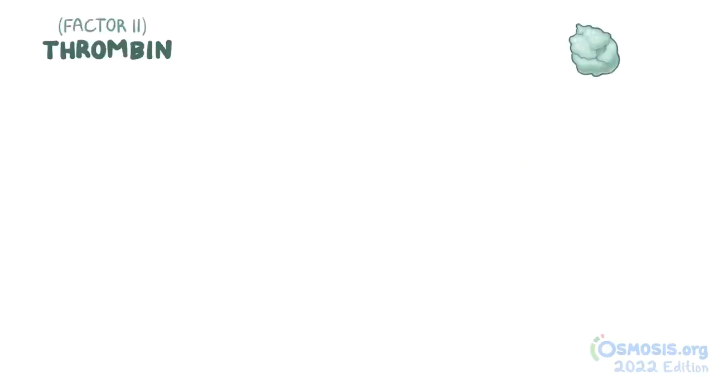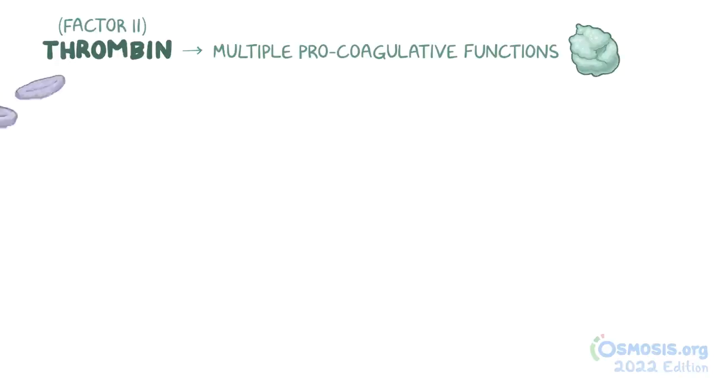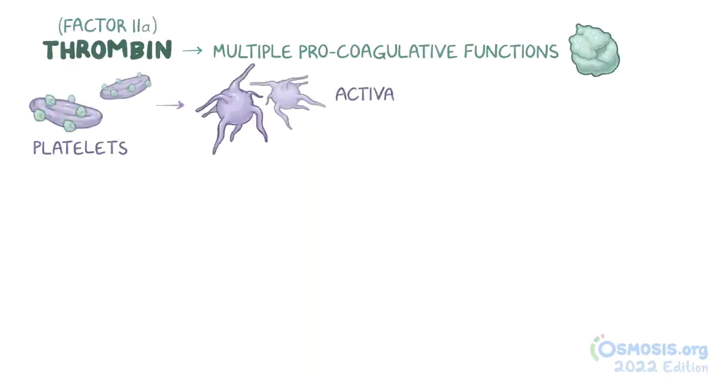Now, the most common point of clot regulation is when a coagulation factor called thrombin is produced. Thrombin, or activated factor 2, is a very important clotting factor because it has multiple pro-coagulative functions. Think of thrombin as the accelerator on a car, the pedal that takes secondary hemostasis from 20 miles per hour to 100 miles per hour. First, thrombin binds to receptors on platelets and causes them to get activated. Activated platelets change their shape to form tentacle-like arms that allow them to stick to other platelets.